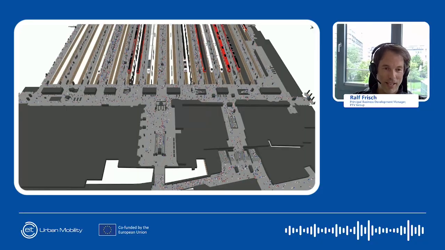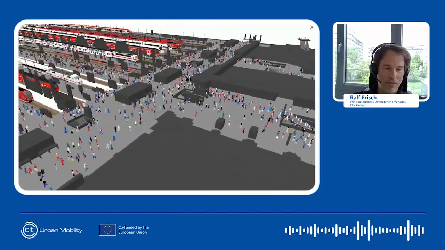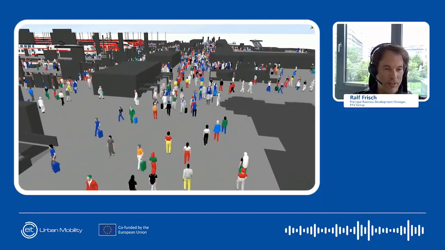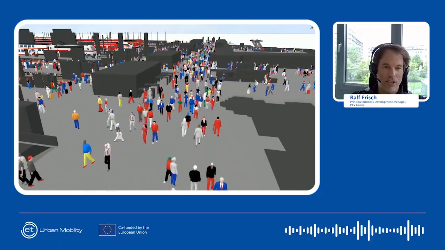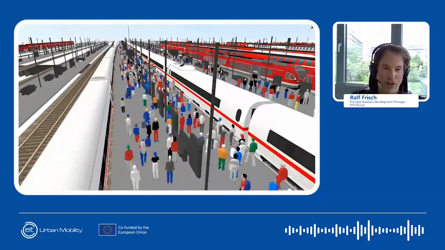So it's Frankfurt Main Station, and you see the dead end station where all the trains arrive. And then you see the pedestrians walking around the city, walking around the station, and then you see also the interaction. So of course this has an impact. We can calculate the travel times of the pedestrians.